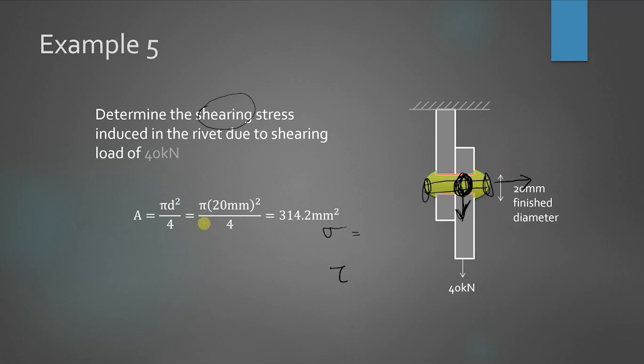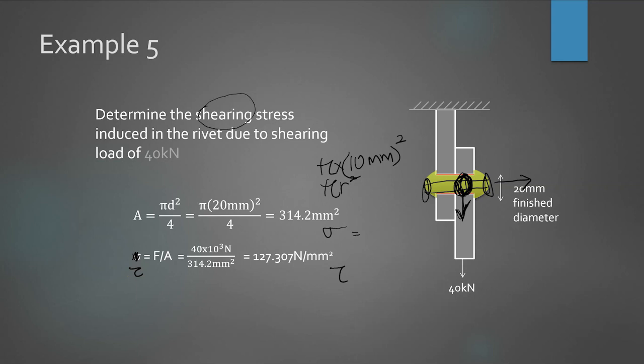So pi times 20 mm power of 2 divided by 4, or you can use pi r square, pi times 10 mm power of 2. You will get the same value. And then we can calculate the stress. Sorry, I wrote sigma here. You use tau, because it is shear stress. So shear stress is force divided by area.